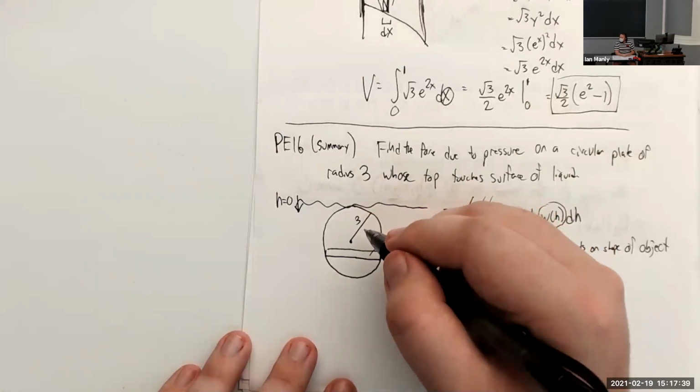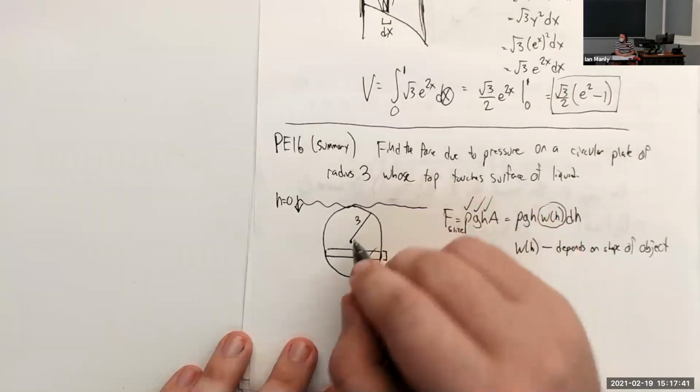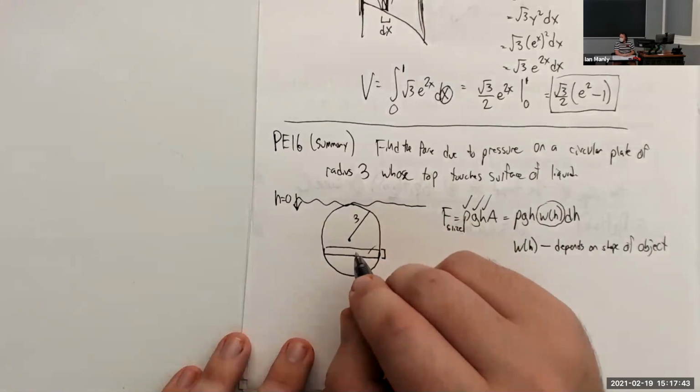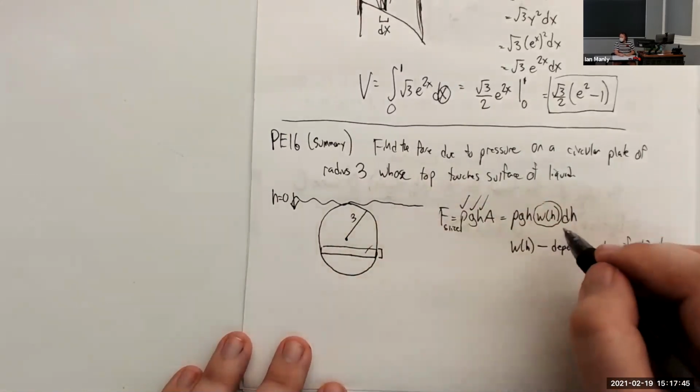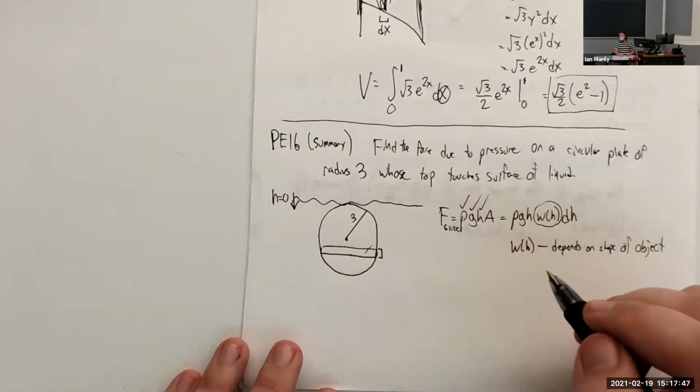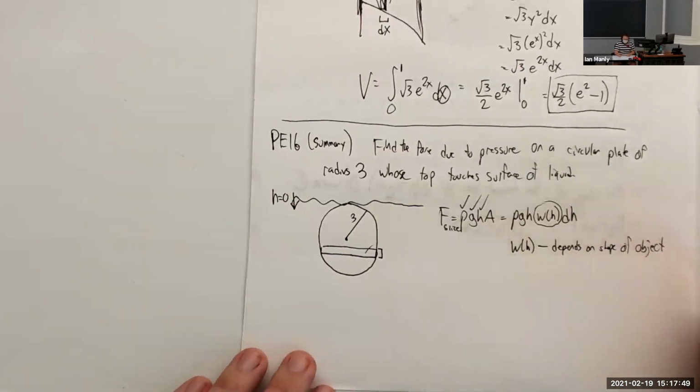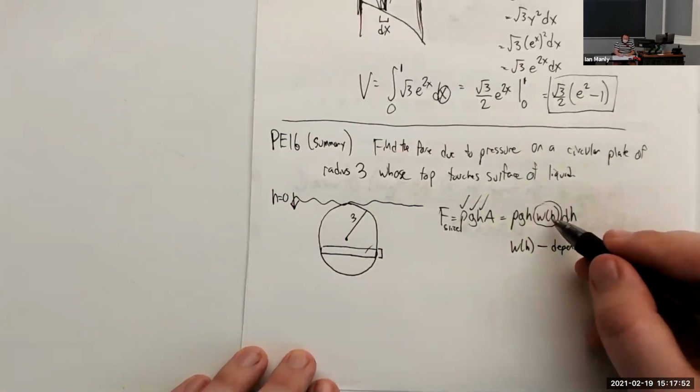Would this be different if it were 5 meters under the surface? Nothing so far would be different, but setting up our width function and our bounds would be different if we were 5 meters below.